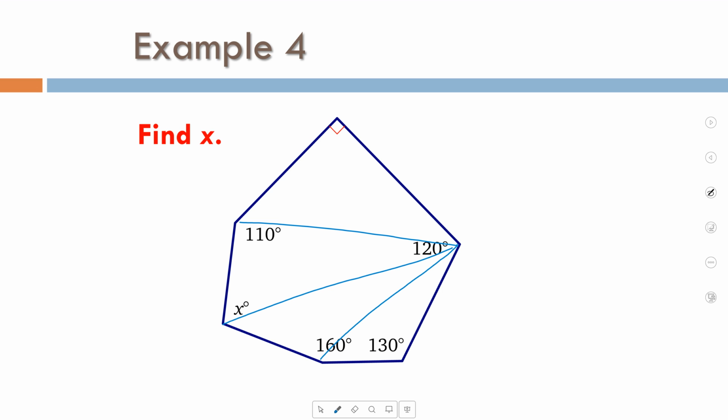Which is cool. 1, 2, 3, 4 triangles, 4 times 180, 720. Regardless of how you get it, we know that the sum of those angles is 720. And then I know 5 of the 6 angles: 110, 120, 160, 130, and 90. I forget, what is that added up? 610? Right, so we take all those angles, add them up, we get 610 plus x equals 720, so x equals 110.